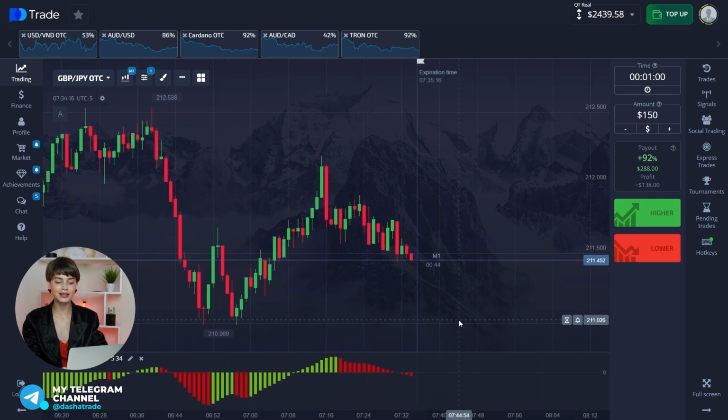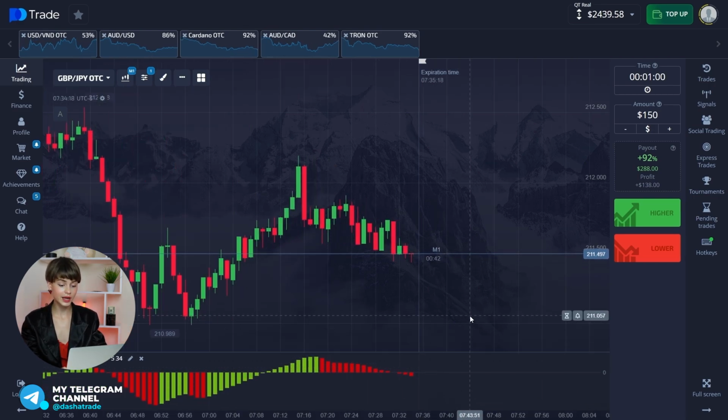Yes, it's pretty hard to find an appropriate moment on the indicator, but nevertheless, if you consider risk management, do not hurry up, then the win rate of the strategy is pretty big.